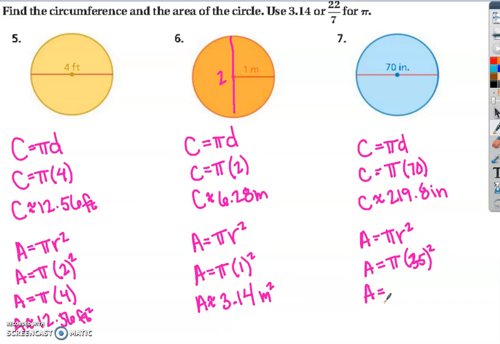I'm going to evaluate my exponents. 35 times 35 is 1,225. And then approximate the value of pi at 3.14. Approximately 3,846.5 inches squared.